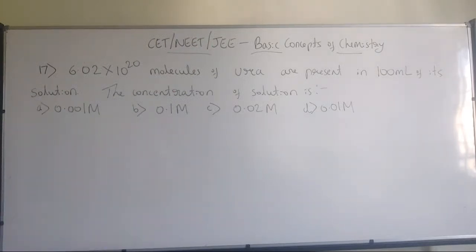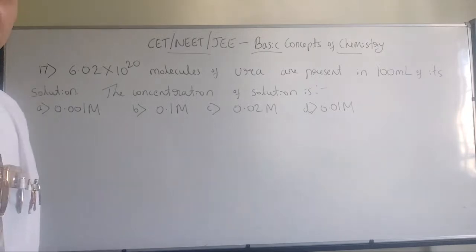6.02 into 10 to the power of 20 molecules of urea are present in 100 ml of its solution. The concentration of solution is, so which are those options? Option A 0.001 molar, option B 0.1 molar, and then 0.02 molar, and option D is 0.01 molar. Okay, so any one of you? Okay, Stephen has given the answer as option D.